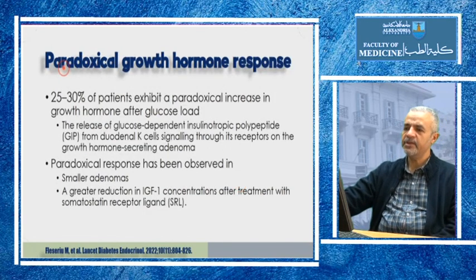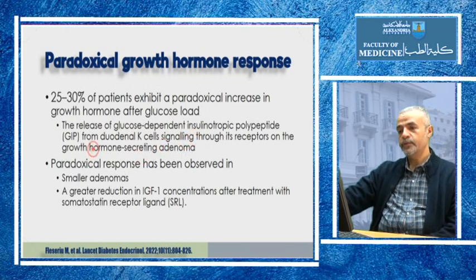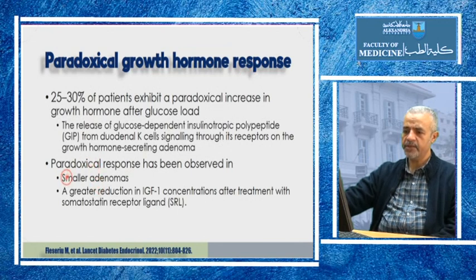Some patients may actually show a paradoxical growth hormone response. So instead of having a suppression or a mild suppression of growth hormone with hyperglycemia, you would get a stimulatory effect with hyperglycemia. This occurs in about 25 to 30% of the patients, and this can be explained by the release of GIP from duodenal K cells, which act on the adenoma cells. They have observed that patients who show this paradoxical response are associated with smaller adenomas and greater response to medical treatment.